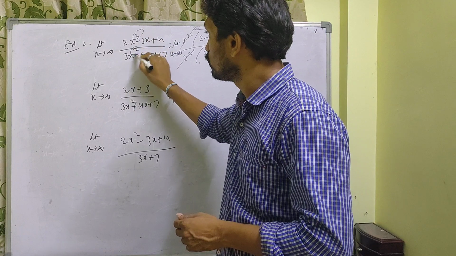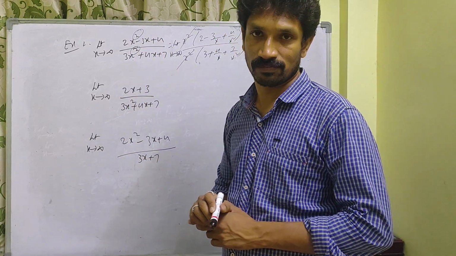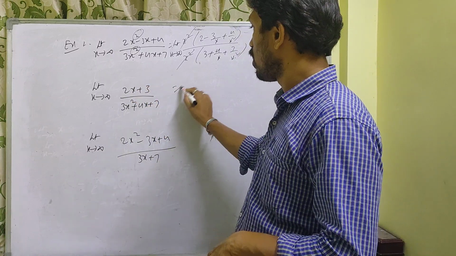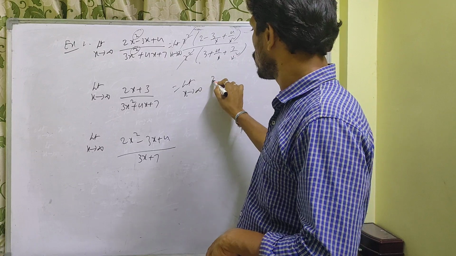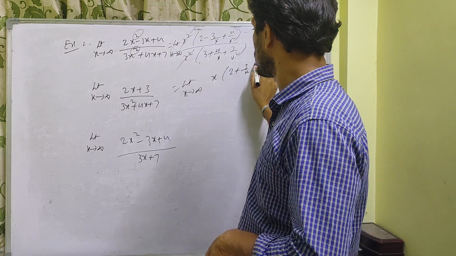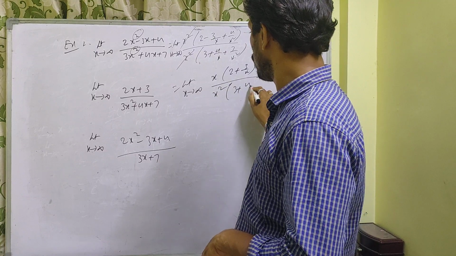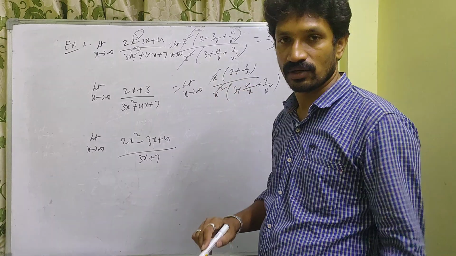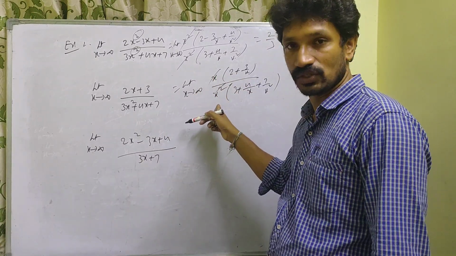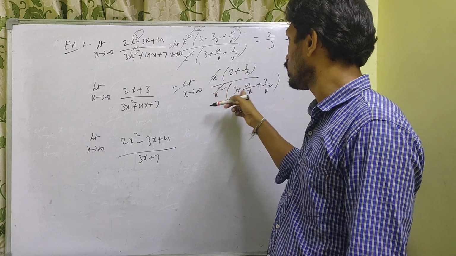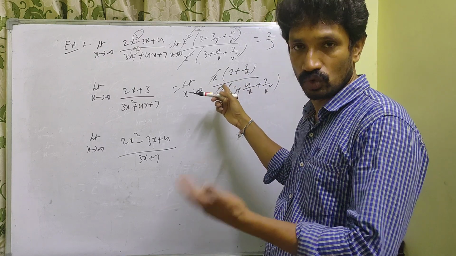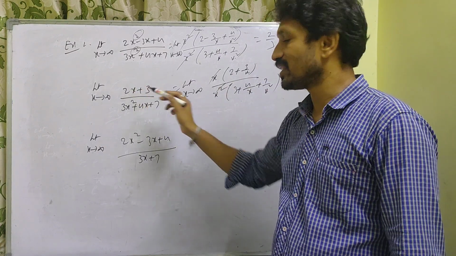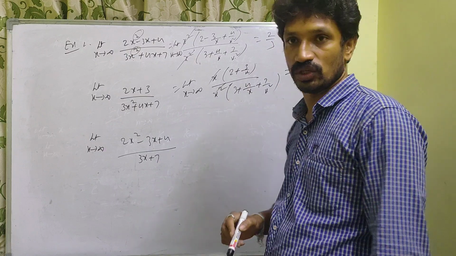You observe here both have the same degrees. See here, numerator degree is less than denominator degree. What will happen after taking the highest power? If you take x common, it is 2 plus 3 by x. If you take x square common, 3 plus 4 by x plus 7 by x square. One x gets cancelled. Now you apply x tends to infinity, 1 by x tends to 0. This is 2 plus 0, 3 plus 0 plus 0. So totally 0 into 2 by 3 you get, which is nothing but 0. So when the numerator degree is less than denominator degree, that value becomes 0.